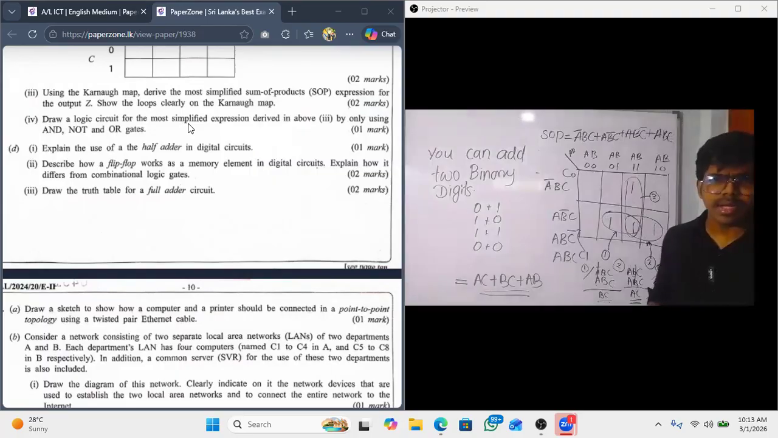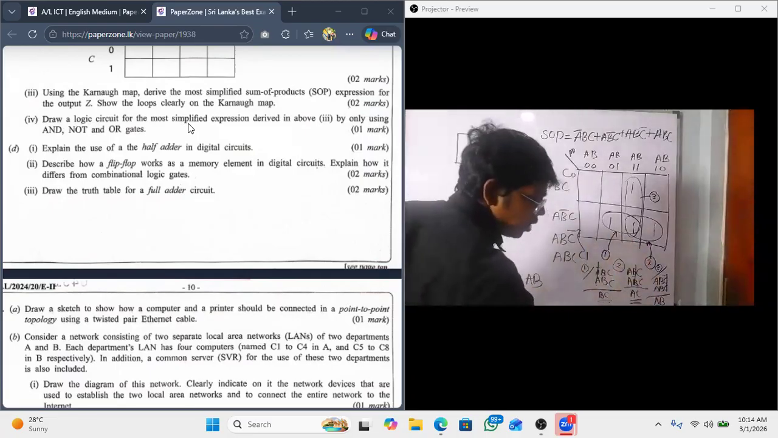Then question number 2. Describe how a flip-flop works as a memory element in the digital circuit. Let's read the question fully. As a memory element, how does it work? What is the answer? You should say how it acts as a memory element.